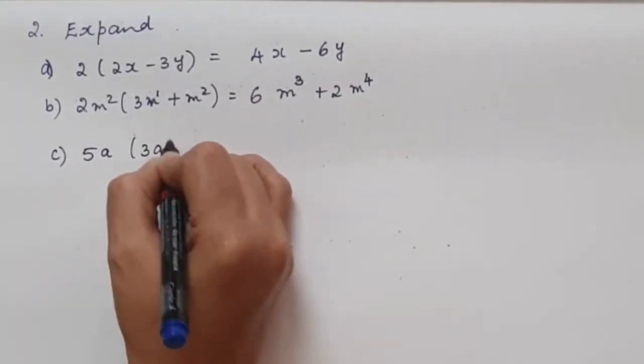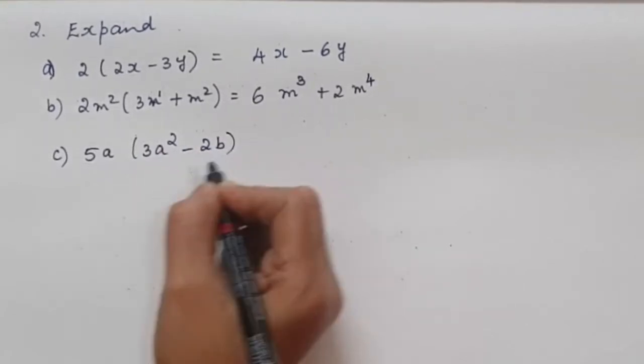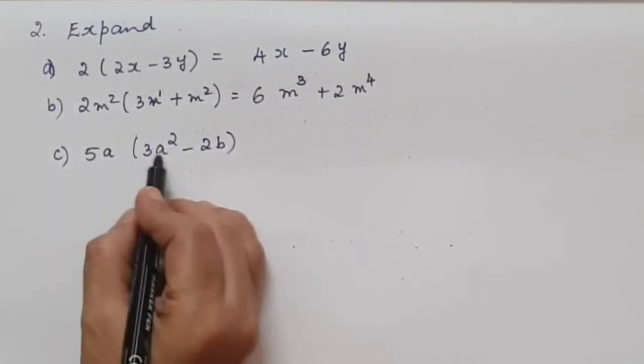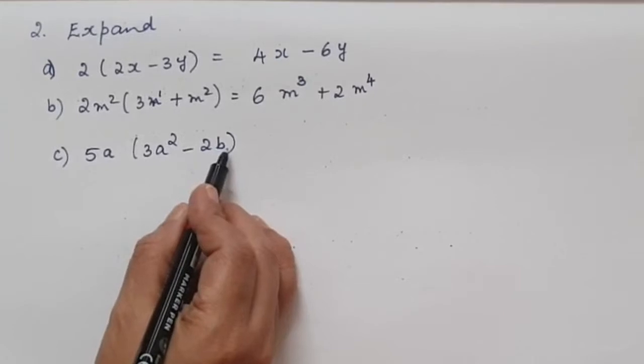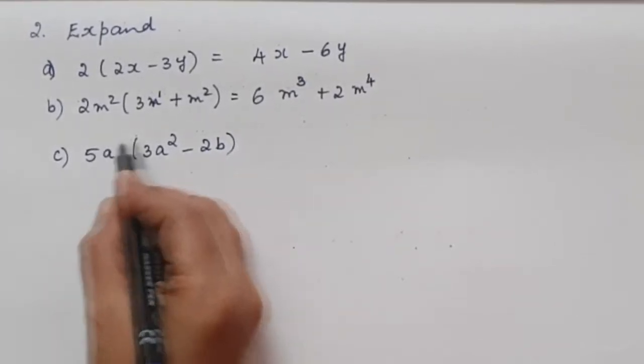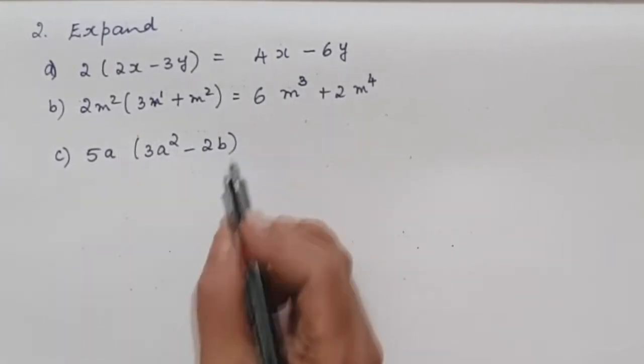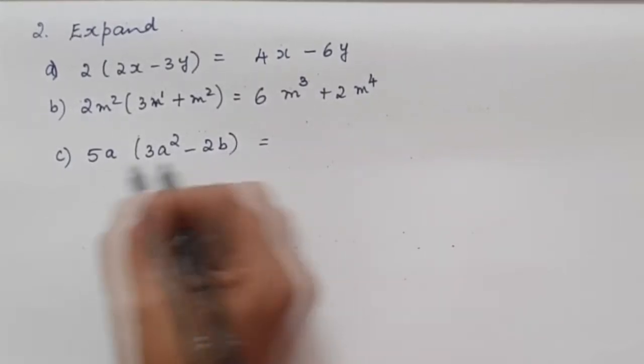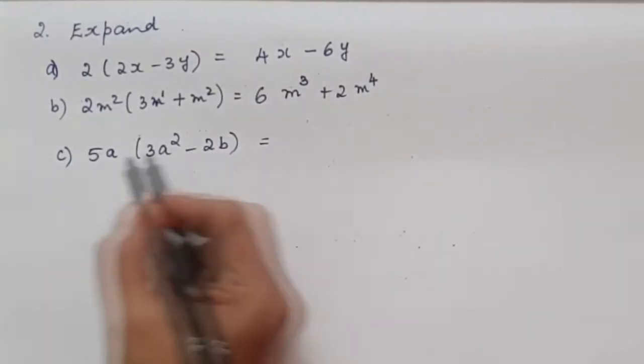5a into 3a square minus 2b. When there is a bracket like this, 5a has to be multiplied with both the terms. Sometimes if there are 3 terms, you have to multiply with each and every term which is present in the bracket. So now 5a into 3a squared.